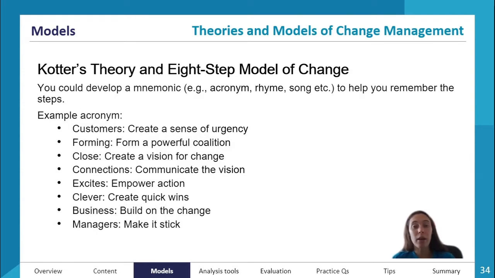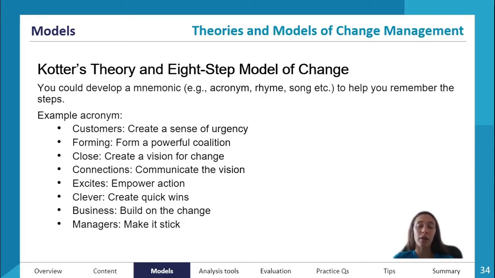And as I mentioned, that one is obviously involving 8 steps. It's a little bit more tricky to remember than our unfreeze, change, refreeze model. So you may want to come up with some kind of memorization strategy to help you with this. To remember the steps, you can have some kind of acronym, and you could have a rhyme or a song or something like that as well, depending on what suits you and what you can come up with that's related to this theory. We've got an example here of an acronym.